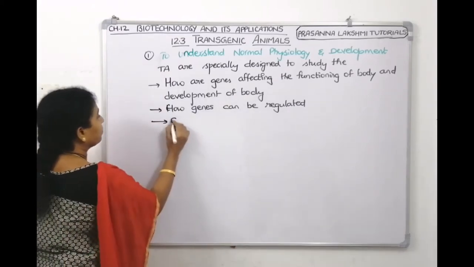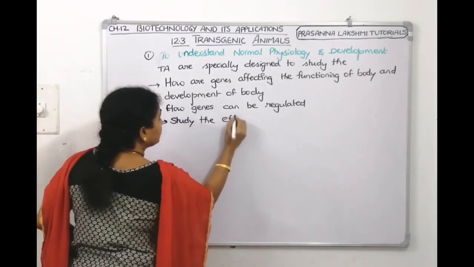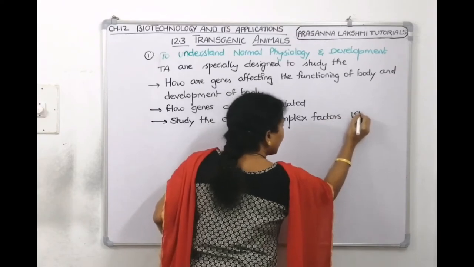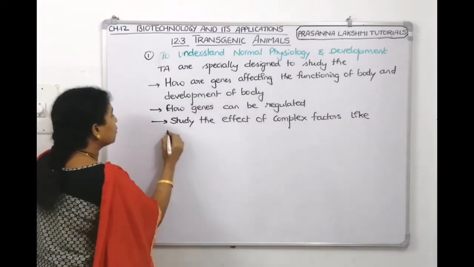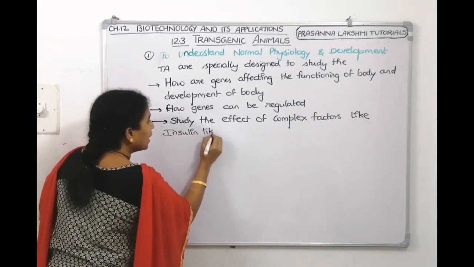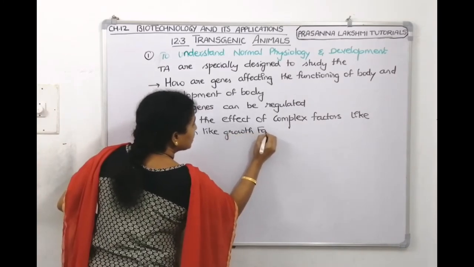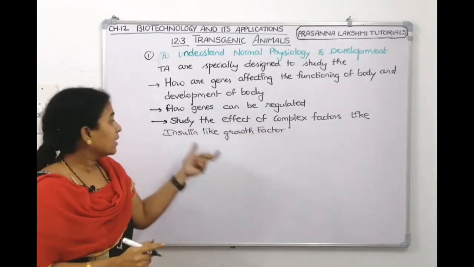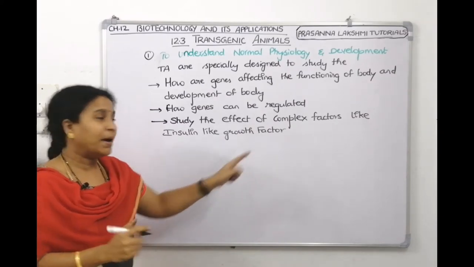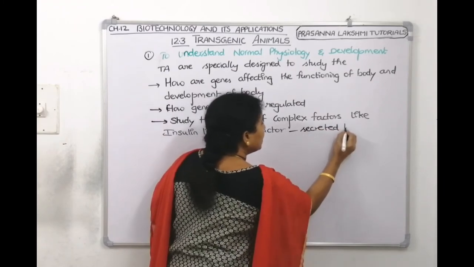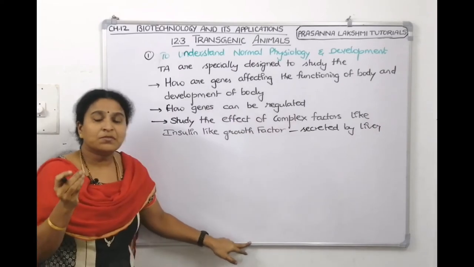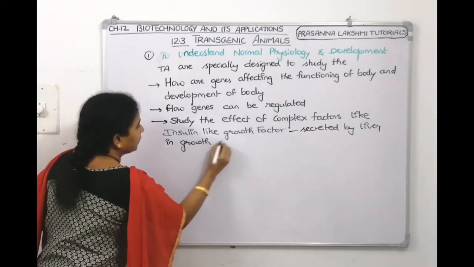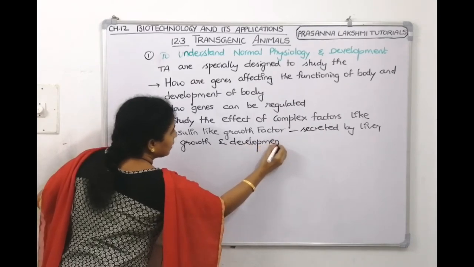Okay, so they help us to study the effect of complex factors. I took an example for a complex factor. What is that complex factor? Insulin-like growth factor. NCERT says the same point. So transgenic animals will help us to study the effect of complex factors like insulin-like growth factor. I am telling that this is secreted by the liver. So transgenic animals will help us to study the role of this factor in growth and development.